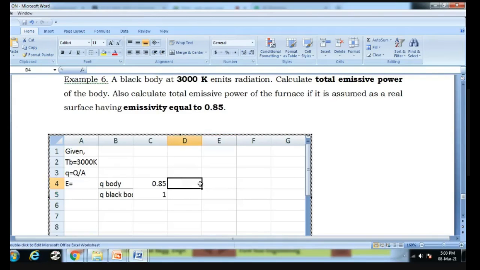Okay, and that is proportional to, here you have sigma. What is the value of this constant? What is the value of this? Tell me quickly. 5.67 into 10 raised to the power minus 8. Yes, this is the value. Okay.